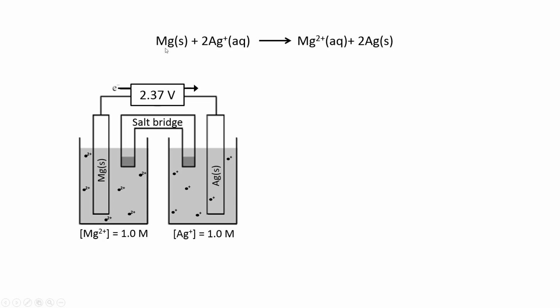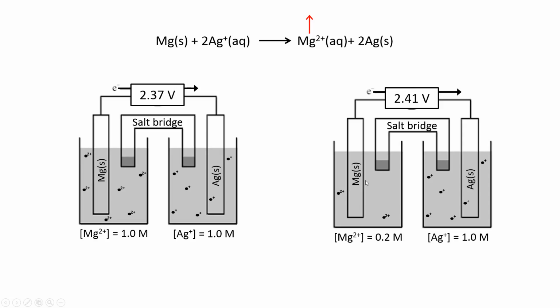So the magnesium donating electrons to silver could be done in this half cell, could be done in this battery where magnesium is the anode and silver is the cathode, and the silver ions are pulling the electrons from magnesium. Well, if I reduce the concentration of magnesium ions, so fewer magnesium ions in the anode, we see an increase in cell voltage as the reaction shifts to the product side.